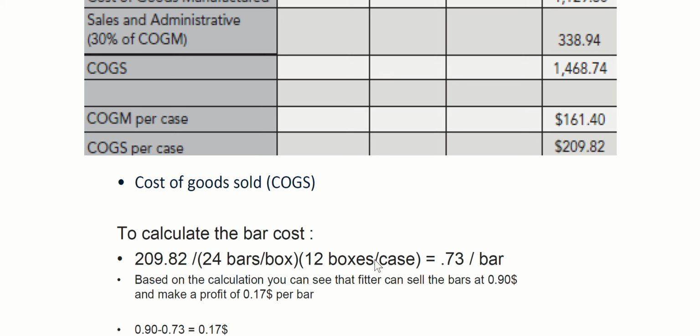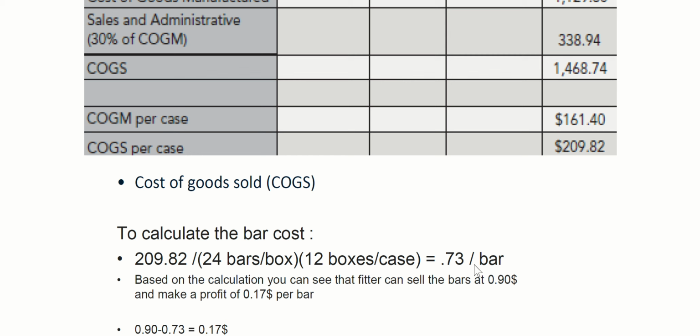In each case, they are assuming there are 12 boxes, and in each box there are 24 bars. So we simply divide 209.82, which is the cost for each case, by the number of bars in that case. 24 bars in a box, and 24 times 12 is 288. So 209 divided by 288 is 0.73. What this 0.73 means is it costs the company $0.73 to create that particular bar from scratch.